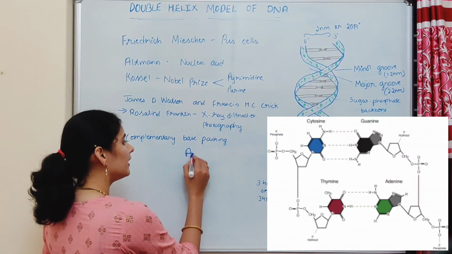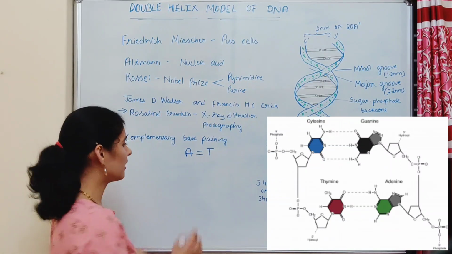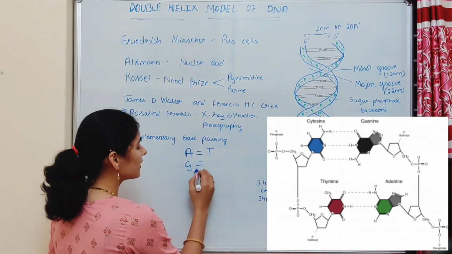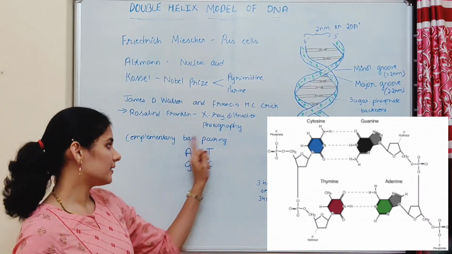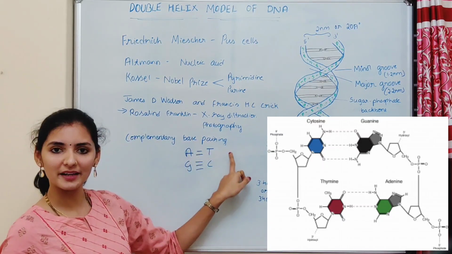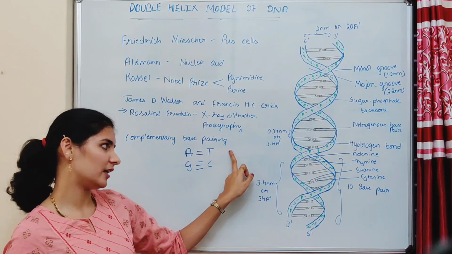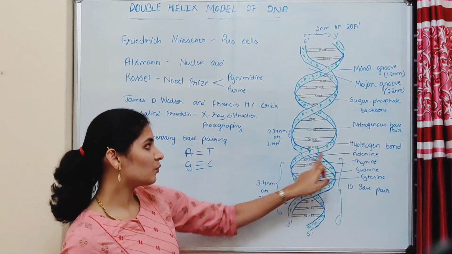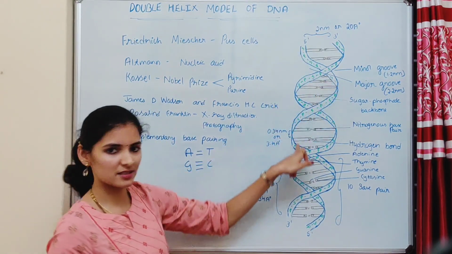I already told that base pairing is due to the formation of hydrogen bonds. So between adenine and thymine there is a two hydrogen bond formation, and between guanine and cytosine there is a three hydrogen bond formation. And this type of pairing is known as complementary base pairing. Because of this complementary base pairing nature of DNA, if you know the sequence of one strand, one can predict the base sequence of the other strand.